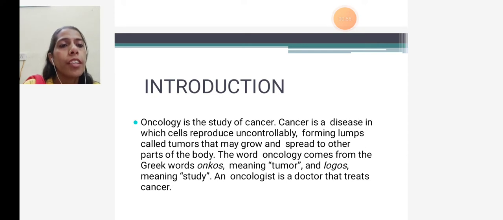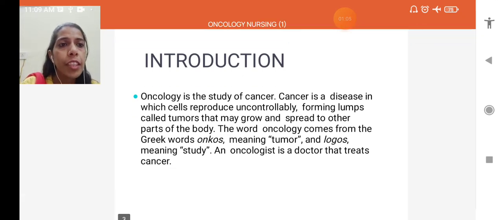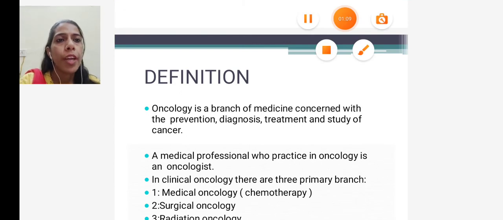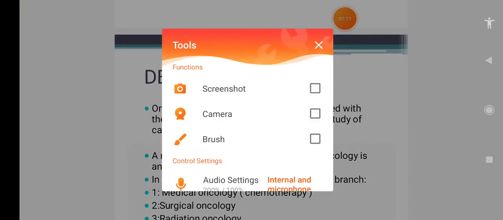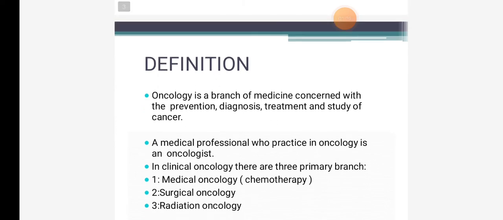Oncologists are doctors who treat cancer, and an oncology nurse is a nurse who cares for a cancer patient. Oncology is a branch of medicine concerned with the prevention, diagnosis, treatment and study of cancer. A medical professional who practices in oncology is called an oncologist.